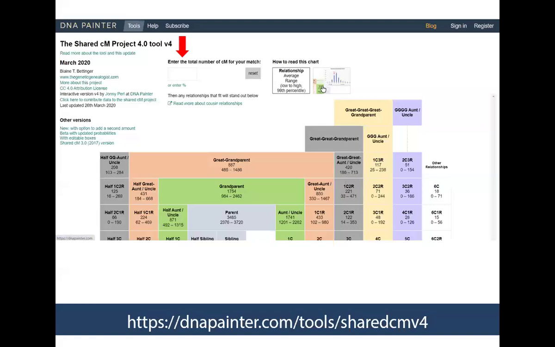One great resource is the Shared Centimorgan Project. It was developed by genetic genealogist Blaine Bettinger, and it is on the DNA Painter website. It basically allows you to enter the total number of centimorgans for a match, and you can enter the number of centimorgans or a percentage from like 23andMe. And what it does is it takes this chart and it highlights the possible relationships that could be based on this. This chart shows you the middle number is the mid range of that number of centimorgans, and then you have underneath it the low to the high.